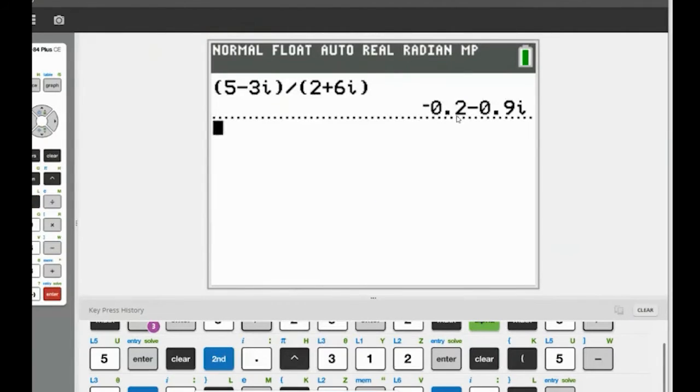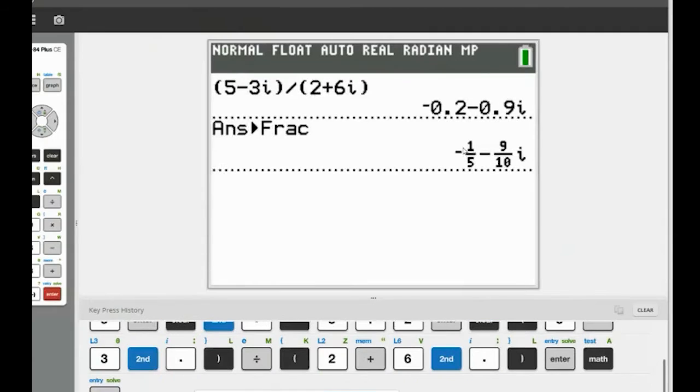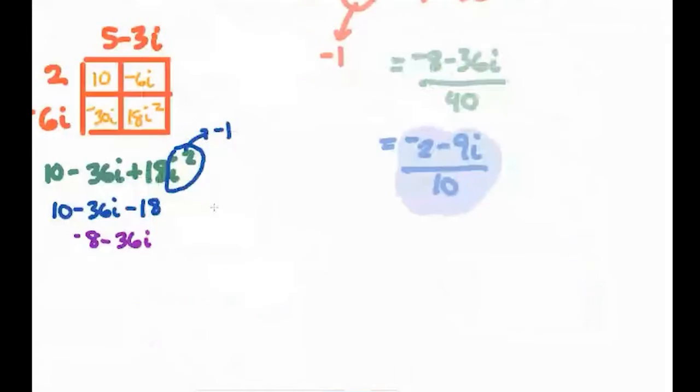So that's 0.2. So that's just 2 over 10. And then 0.9 is 9 over 10. If you wanted, you can just do math frac on this as well. And it's negative 1/5 minus 9/10 i. So you could do it that way as well. We kind of talked about this a little bit ago.